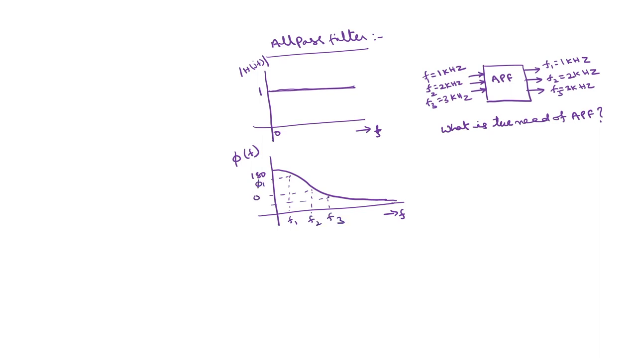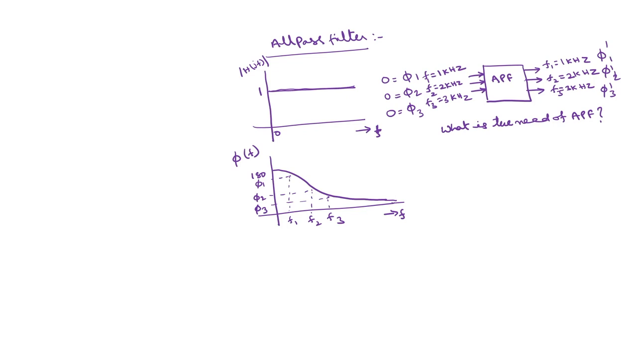This is phi 1, phi 2, phi 3. So, here if the input has phases phi 1, phi 2, phi 3, then the output phases will be different. This is phi 1 dash, phi 2 dash, phi 3 dash. Or if I take the input all with zero phase, then you will get output with some phase.